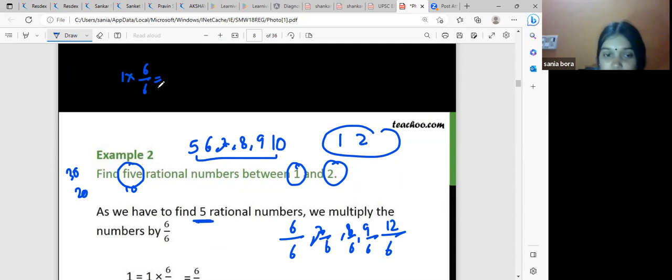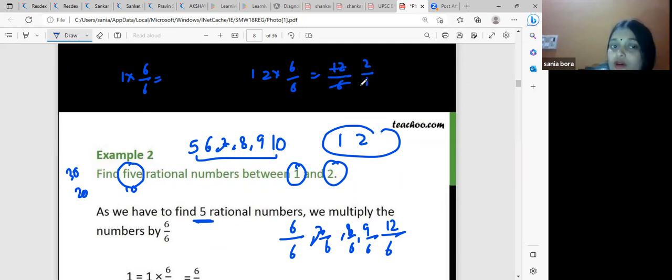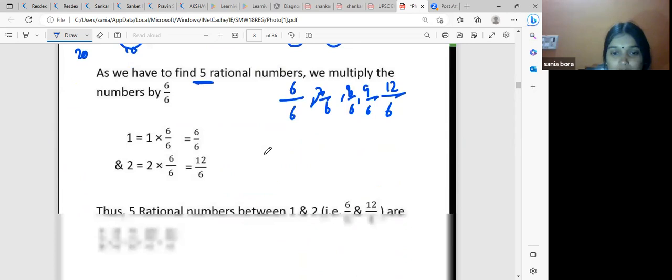Yes, you can write 1 upon 1, but then you have to simplify it over here as well. For example, you got 2 multiplied by 6 upon 6, so you can write 12 upon 6. You can even simplify this to 2 upon 1, but you don't have to cut it over here. No need to cut it, you can do it, but no need to do that. Clear?